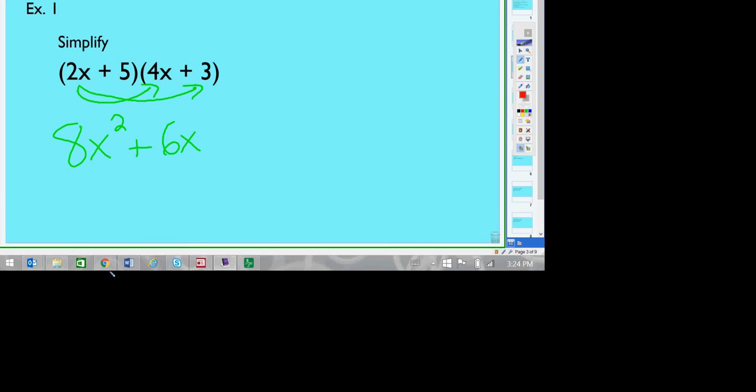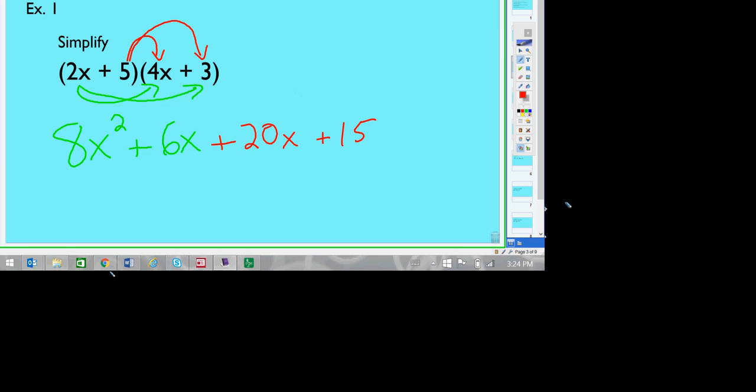Now, I'm going to switch colors here. Now we have the 5. Multiply it by 4x. So 5 times 4 is 20x. And then we're going to multiply 5 times 3 and get 15.